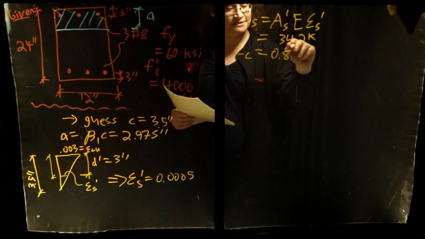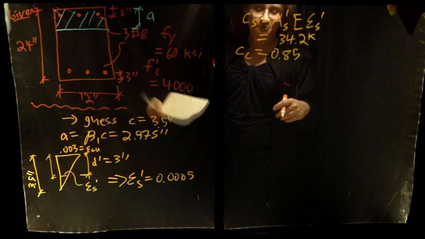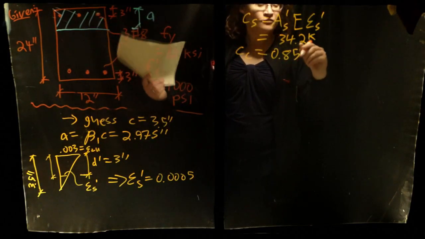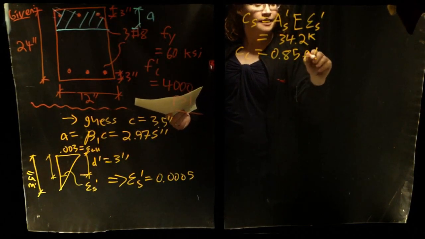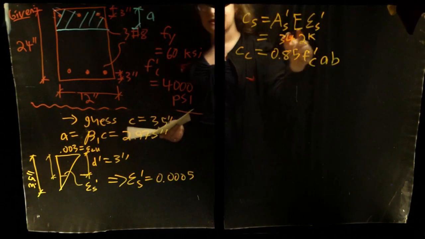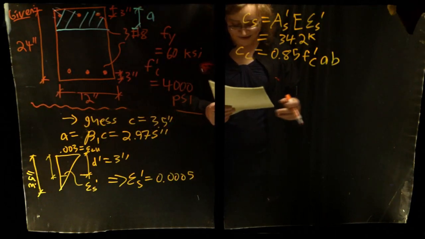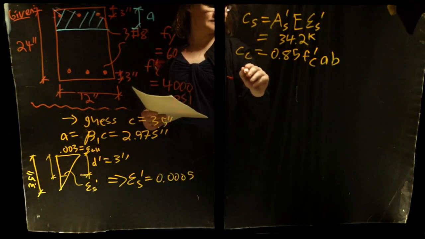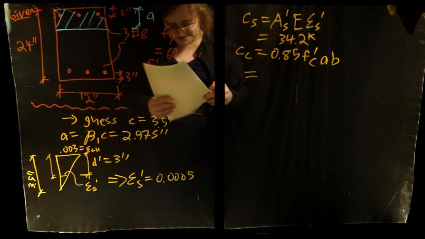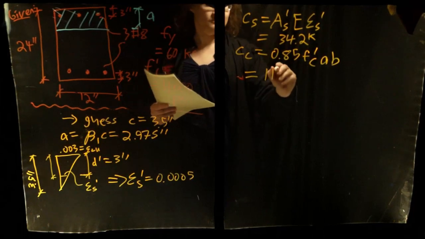Again, this is just based on applying the Whitney stress block stress, the 0.85 f'c, over the area of the Whitney stress block, which is just a times b. a being the depth of the Whitney stress block, b being the width of the rectangular beam. When I substitute and multiply all that out, I get a value of 113.4 kips.